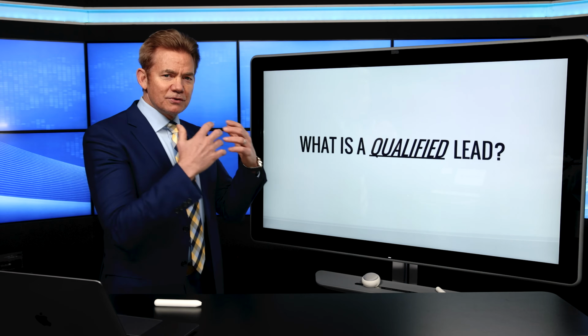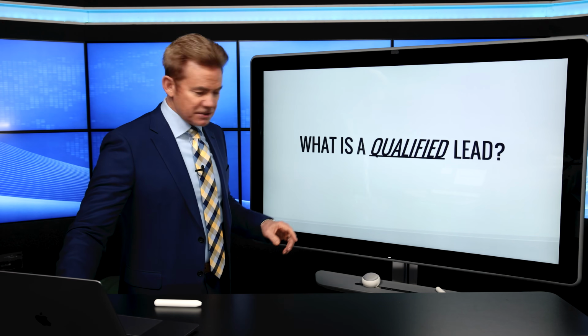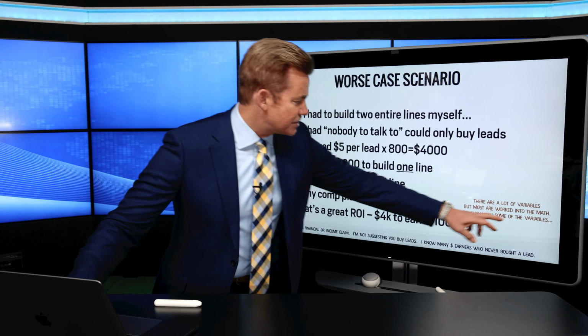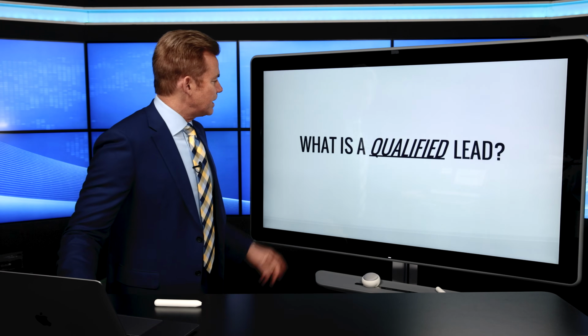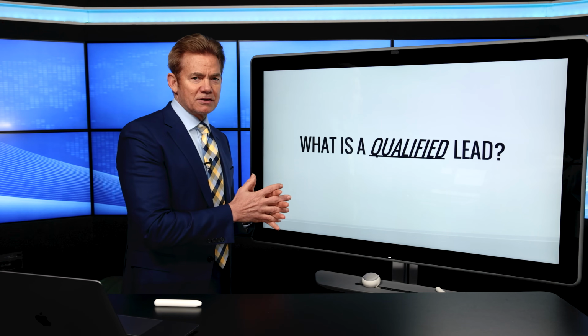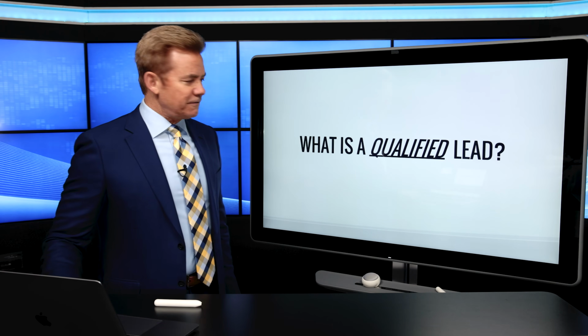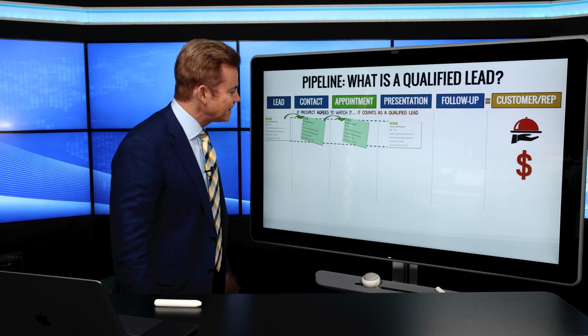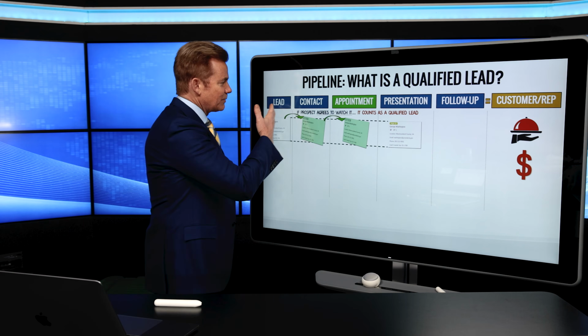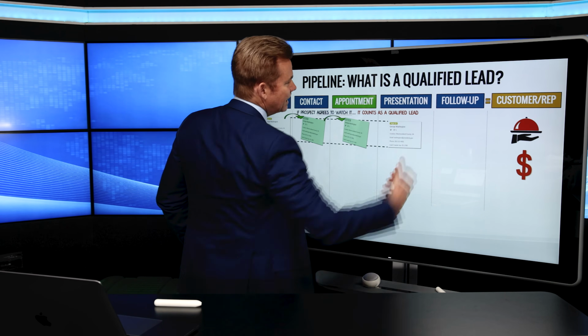Okay, so let me move to the second question, and I will answer this thing that I promised over here, which is the variables. Okay, so what is a qualified lead? If I wrote that you need to talk to 4 qualified leads, well, what designates qualified? All right, so here's the pipeline. You generate a lead, you contact the lead, you set an appointment for them to see a presentation, follow up, and get a customer.